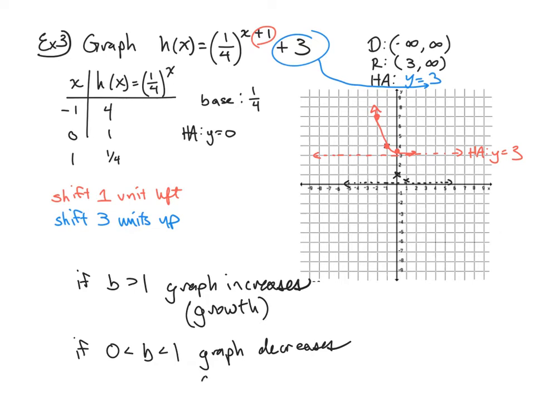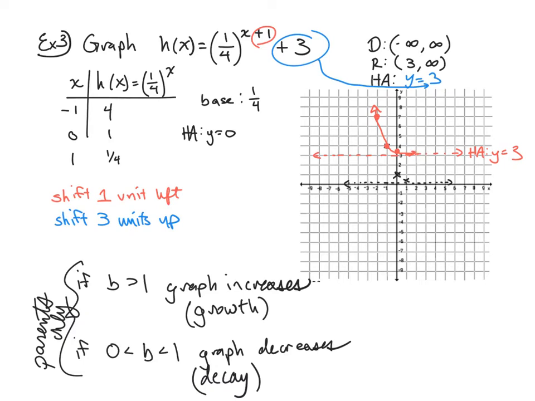And I should be a little more specific here. These describe only parent functions. This may be the only time you see parents only in any math video, but this describes only parent functions. If the base is bigger than 1, the graph increases. If the base is between 0 and 1, the graph decreases. So you can see here the base is 1/4. That's between 0 and 1. It's decreasing. We call that a decay graph.